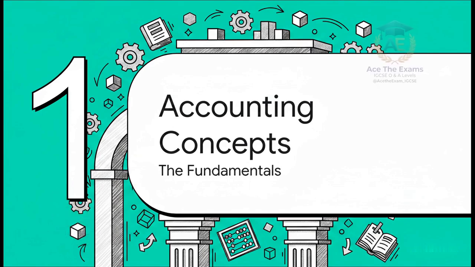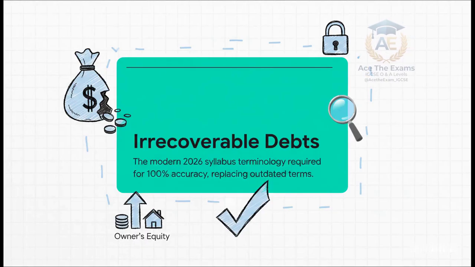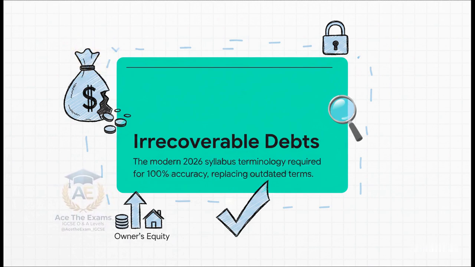These are your fundamentals. Okay, so for the 2026 syllabus, Cambridge has officially transitioned to modern international terminology. What does this mean for you? Well, it means you literally must use the terms irrecoverable debts and owner's equity with 100% accuracy. If you use outdated terms, like the old bad debts, you really risk throwing away crucial marks. So strict adherence to this new vocabulary is absolutely non-negotiable if you want that A-star.